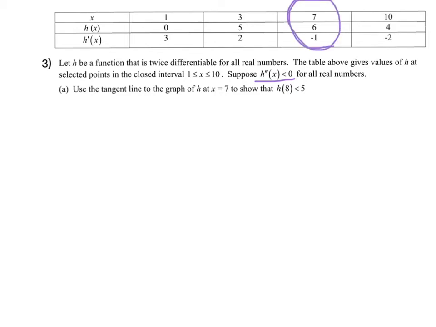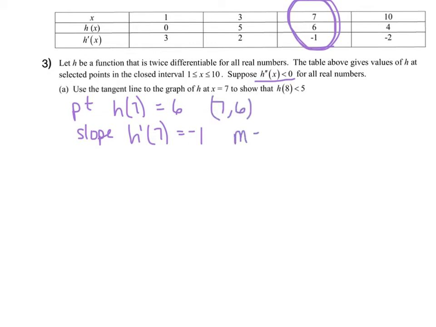So we have these three values here. We know that when x is 7, h of 7 is 6, and h prime of 7 is -1. So remember, if I'm asked to write the equation of the tangent line, I need two things. I need a point, and I need the slope. Both of those things are given to me in this table. I am told that h of 7 is 6, and h prime of 7 is -1. So here's my point, 7 comma 6, and my slope is -1.